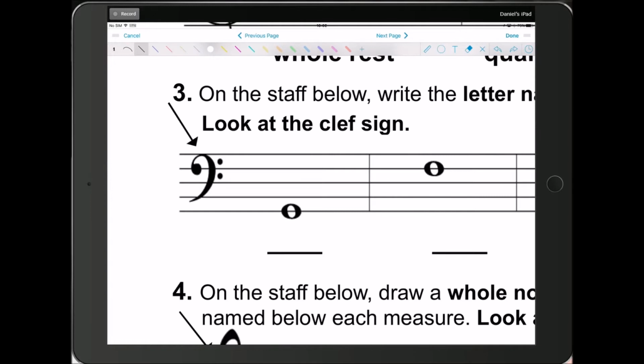They get something that I like to call clef confusion. They think that this bass clef is really a treble clef, and so they'll answer this as E instead of what it should be, G. So please, always look at the clef sign. Always look at the clef sign.